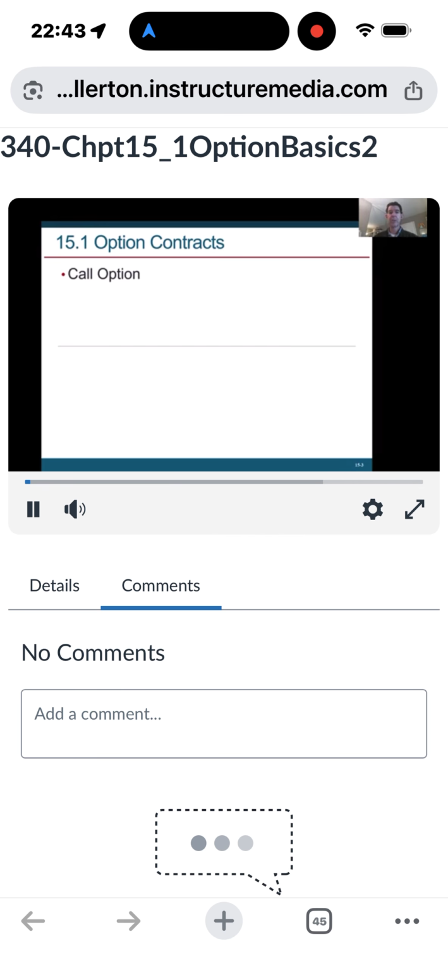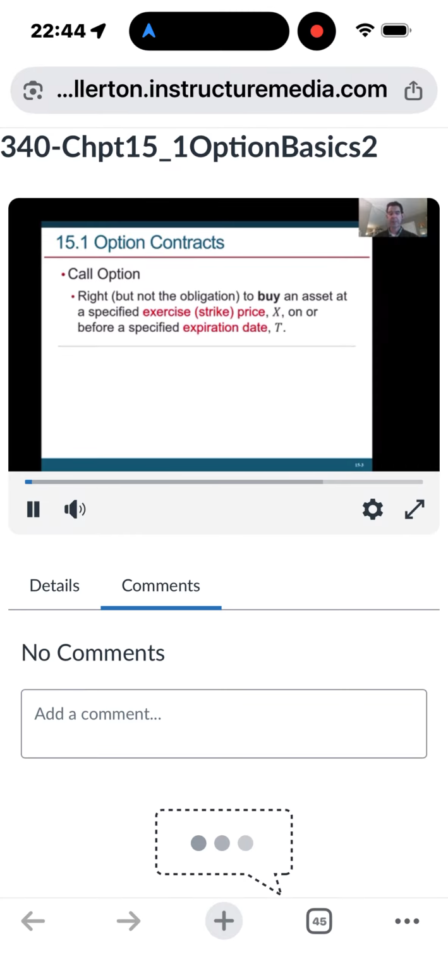So the first one I'm going to introduce is called a call option. What is an option? An option is a contract that you can purchase. You have to buy these. And if you purchase a call option, it gives you the right, but not the obligation, to buy an asset. What are we talking about here with an asset? Think of a share of stock. So it gives you the right to buy a share of stock at a specified price. We're going to call that either the exercise, or I will commonly call it the strike price, and we're going to use the variable capital X to denote that, on or before a specified expiration date T.